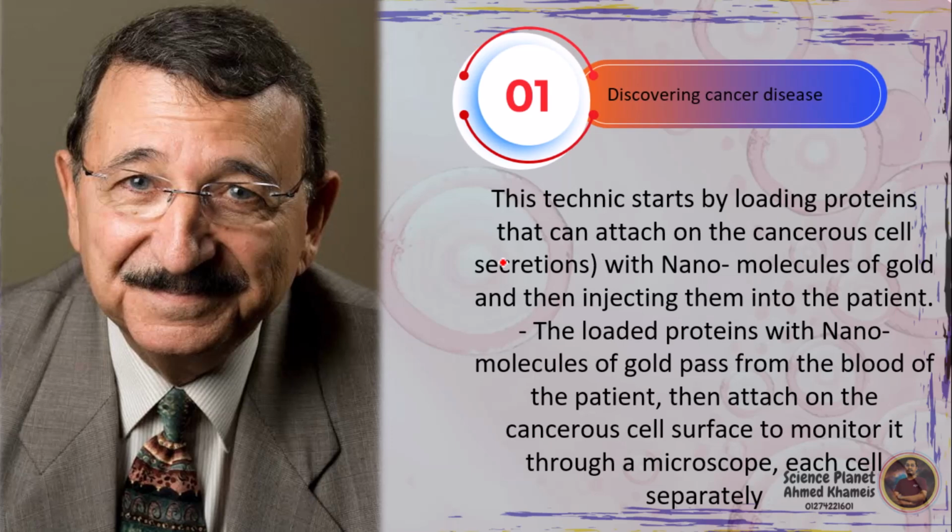First, the discovering of a cancer disease. We prepare proteins that can only attach to the cancerous cell secretions and load those proteins with particles of gold. When we inject those proteins into the cancerous person's bloodstream, they search the body and only attach to the cancer cells. And with the microscope, we can search for those gold particles and locate the cancer.